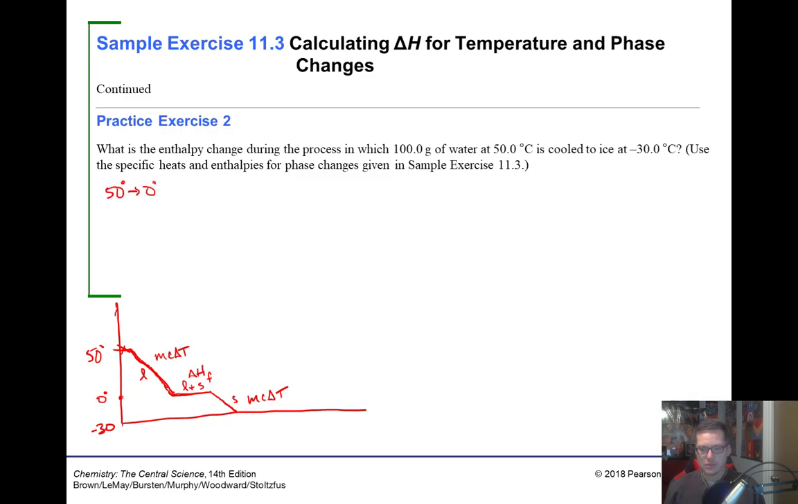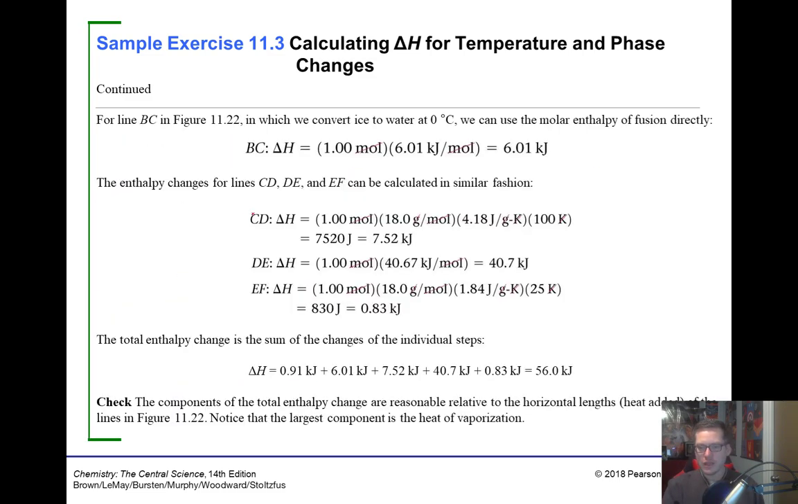So from 50 degrees to 0 degrees, our Q will be equal to mCpΔT. Okay, so our mass, well, that's easy. That's just 100 grams. All right, 100.0 grams. And then our Cp of water, so we need the Cp of liquid water, and they list that over here.